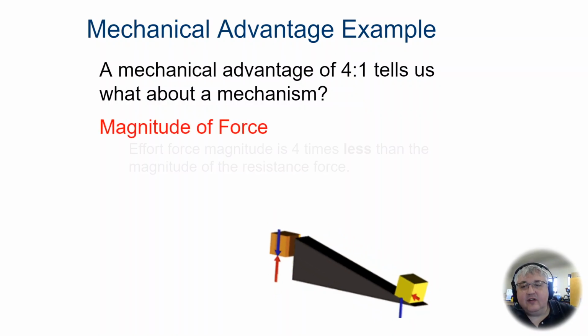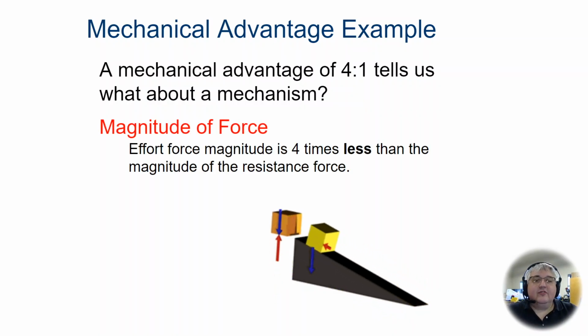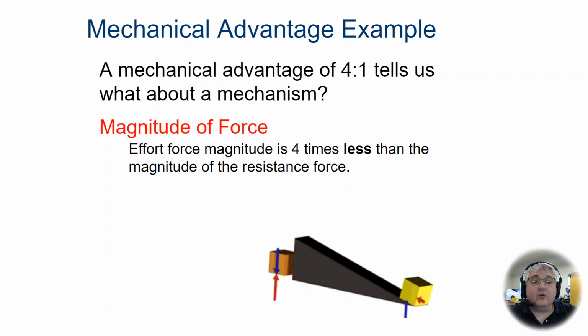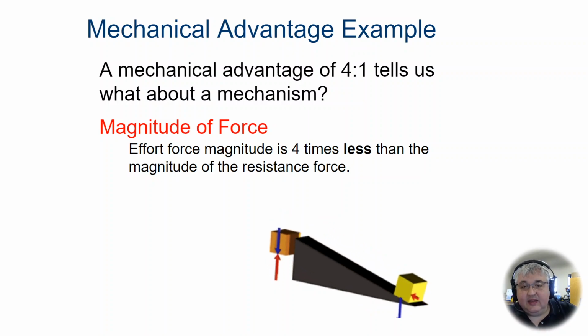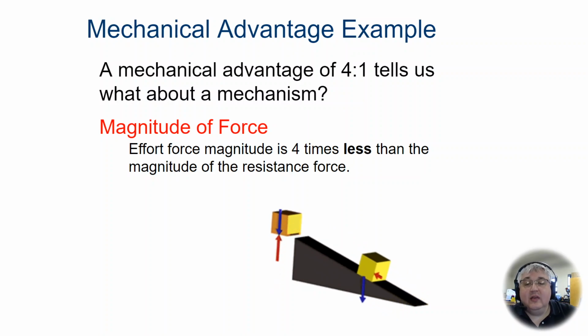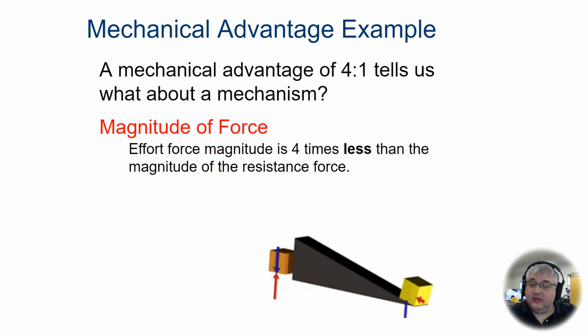So that's the part where we talk about trade-offs. In this case, we're trading off using 4 times less force by exerting that force over a longer distance. We still do the same amount of work. At the end of the day it's still the same height above the ground, but we exert that force over that inclined plane, and that allows us to get a mechanical advantage of 4 to 1. So it's 4 times less magnitude in the resistance force.